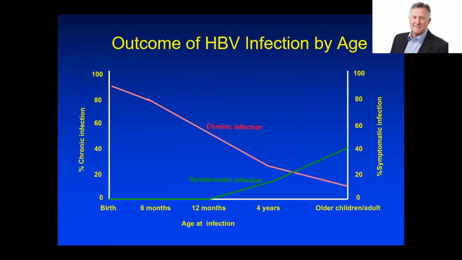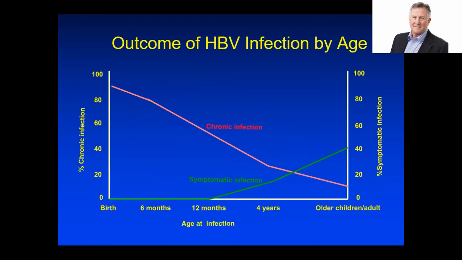At the very beginning, what I need to tell you is that the thing that underpins how this disease pans out is the patient's immune system. That'll be key all the way through. This is what happens at infection according to age, and it tells you why being infected at birth is such an important issue.